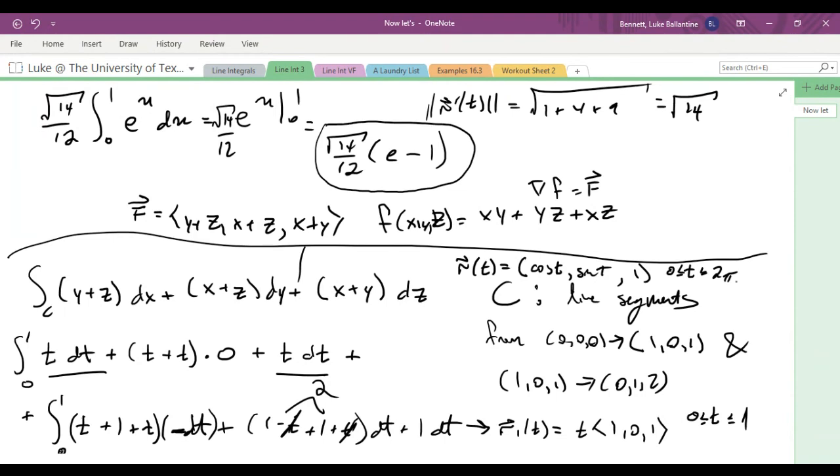Because it's a conservative vector field, there exists a scalar function such that the gradient of the function equals our vector function, and the curve is closed. So then by this theorem, we would have that the integral would evaluate to be 0.